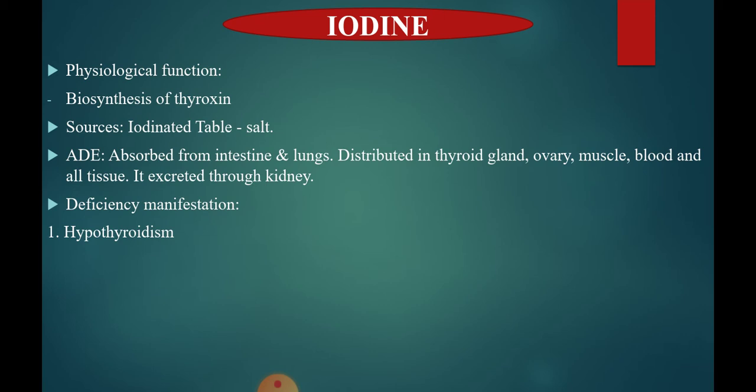About one third of total iodine is in the thyroid gland and the remaining is distributed in ovary, muscles, blood and all tissues. It is mainly excreted through the kidney and also in small amounts from bile, saliva, skin and lung. Deficiency manifestation of iodine leads to goiter, that is hypothyroidism.